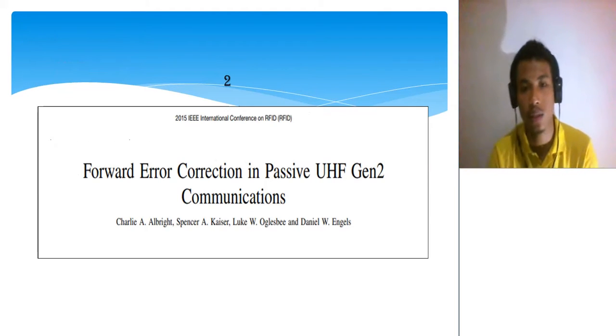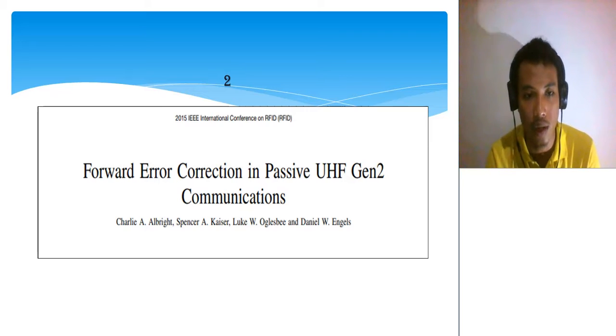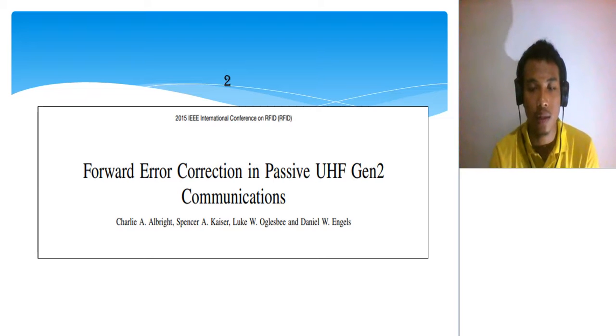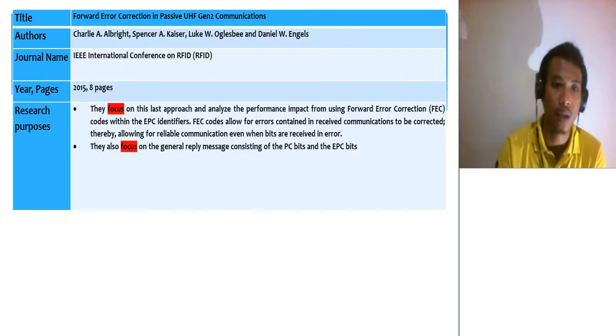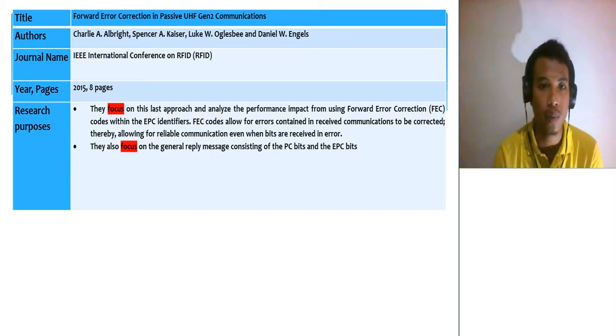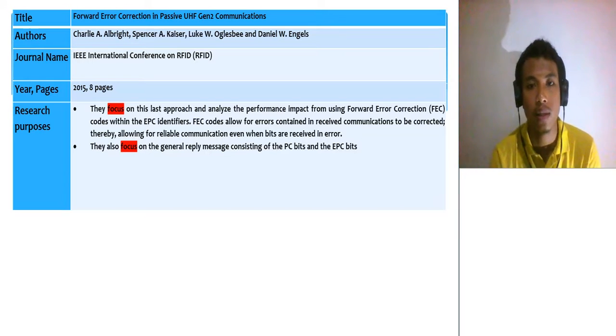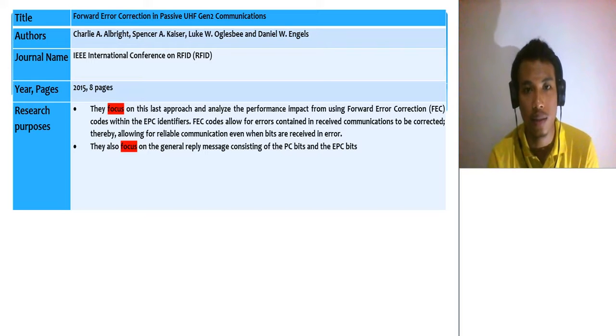Okay, next we go to the second paper. The title is Forward Error Correction in Passive Ultra High Frequency Second Generation Communication. The authors of this paper are Charlie A. Albright, Spencer A. Kaiser, Luke W. Oakley, and Daniel W. Engels.